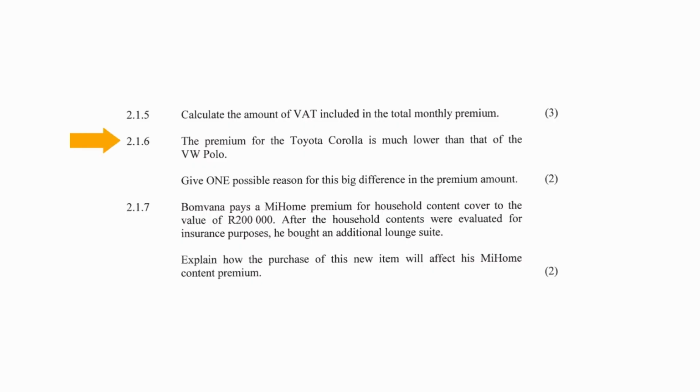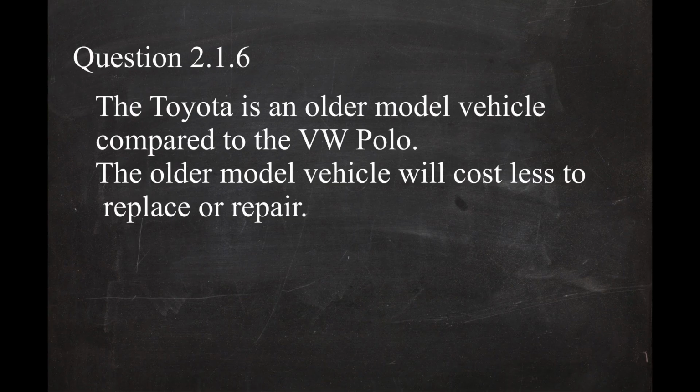In question 2.1.6, it is stated that the premium for the Toyota Corolla is much lower than that of the VW Polo. You are asked to give one possible reason for the big difference in the premium amount. One reason that you can give is that the Toyota is an older model vehicle compared to the VW Polo. That means that the older model vehicle will cost less to replace or repair.